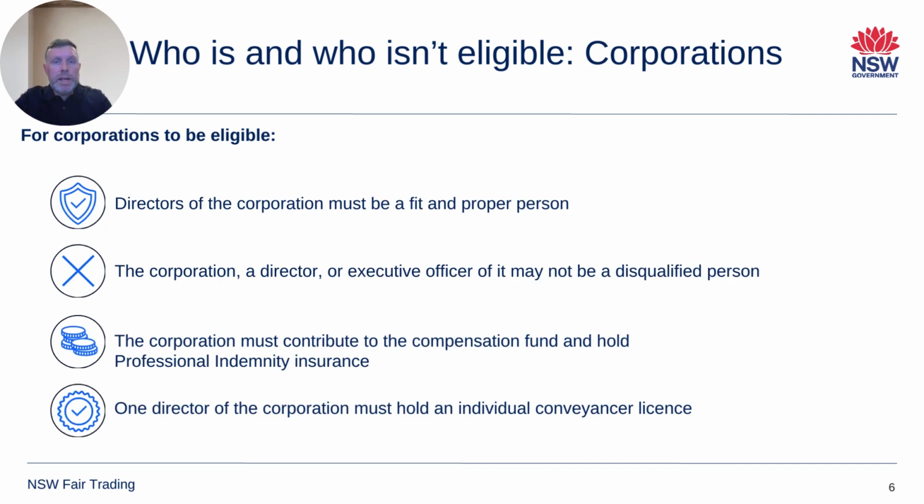Who is and who isn't eligible for corporations? For corporations to be eligible for a license, each director of the corporation must be a fit and proper person. Neither the corporation nor a director or executive officer of it may be a disqualified person. The corporation must contribute to the compensation fund, which is paid with the license application fee. Professional indemnity insurance must be held by the corporation. At least one director of the corporation must hold an individual conveyancer license.